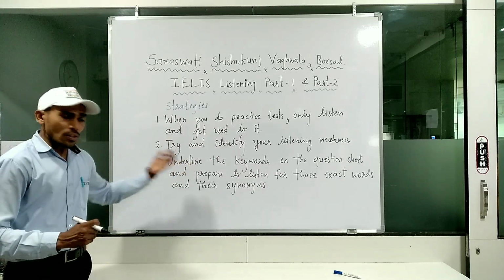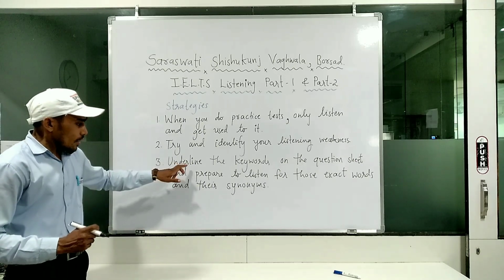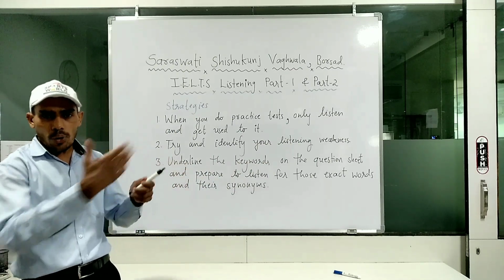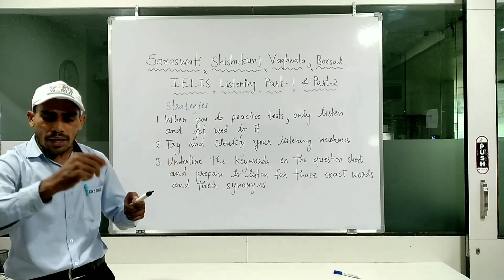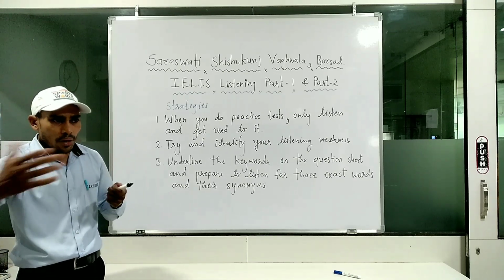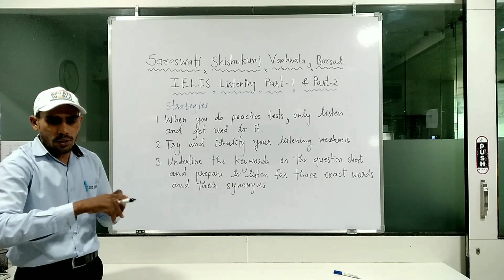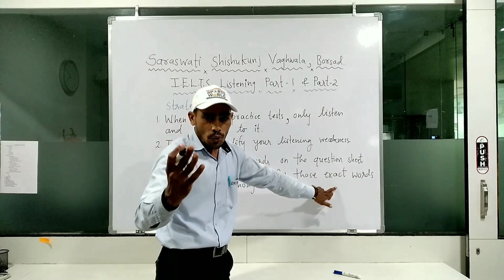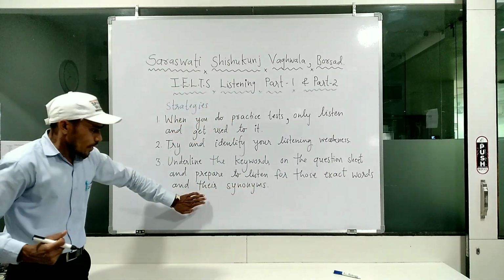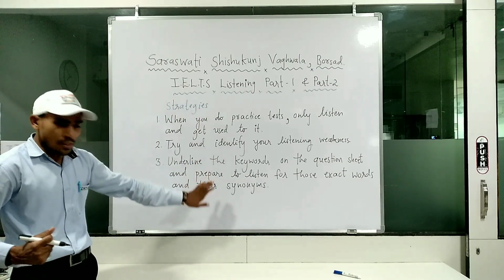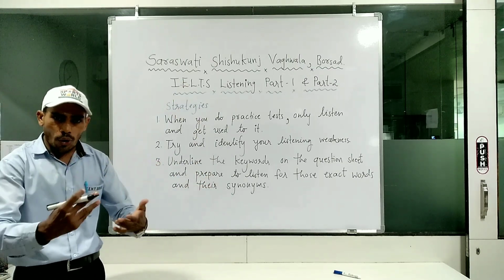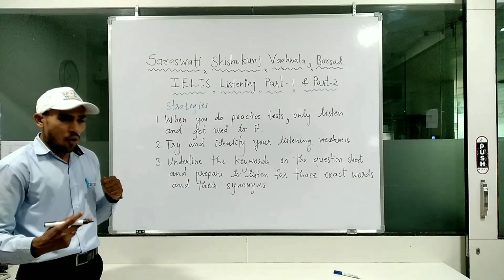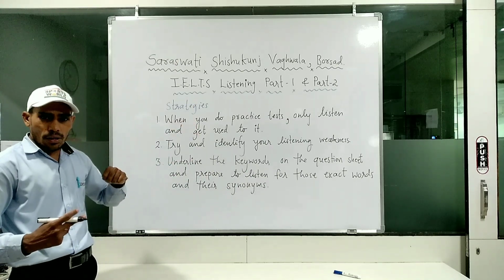The third strategy we have over here is underline the keywords on the question sheet. When you do IELTS listening, definitely you have a question sheet with you. You need to underline the keywords when you listen to the audio. When you underline the keywords while you listen to the audio, it will be really easy for you, and you can get the exact words of what is being said in it. Okay, and you get the synonyms as well. So these are the 3 things that you need to keep in mind. When you listen to the audio, you need to underline those exact words and find the synonyms of it. So these are the 3 strategies I have given over here.